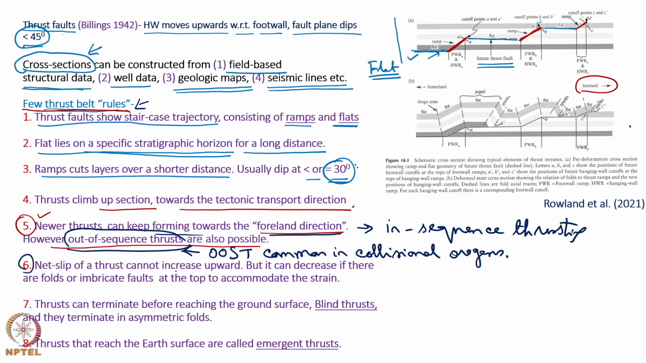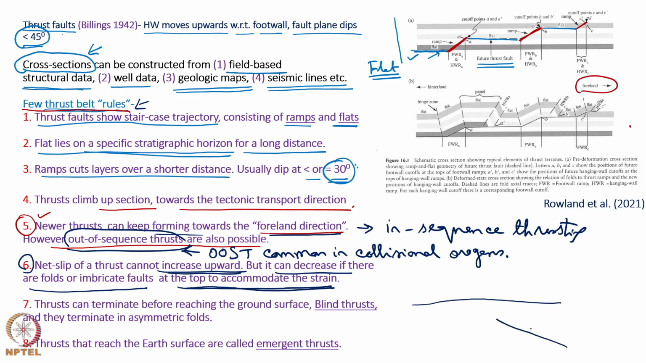The net slip of a thrust cannot increase upward, that means vertically upward the net slip of faults has to reduce. It actually decreases if there is a fold or imbricate faults at the top to accommodate the strain. This is the ground surface and here is a fault. Now, this fault slip can terminate at some point, but because of the push of the hanging wall block and the sinking tendency of the footwall block in relative movement, there is a good possibility that the ground surface will get folded like this, because this portion is pushed.